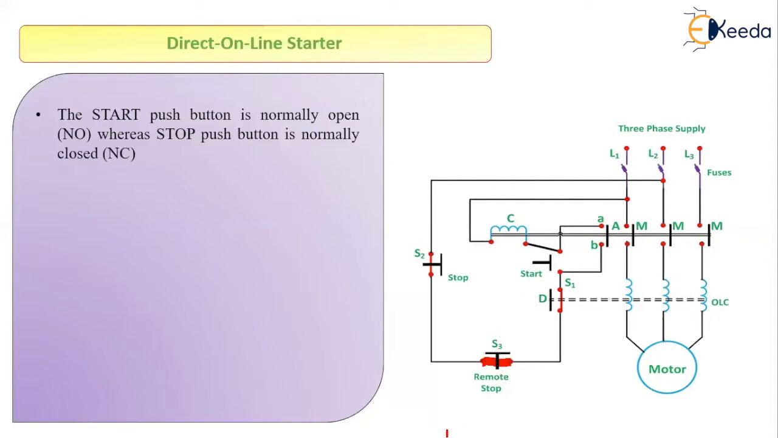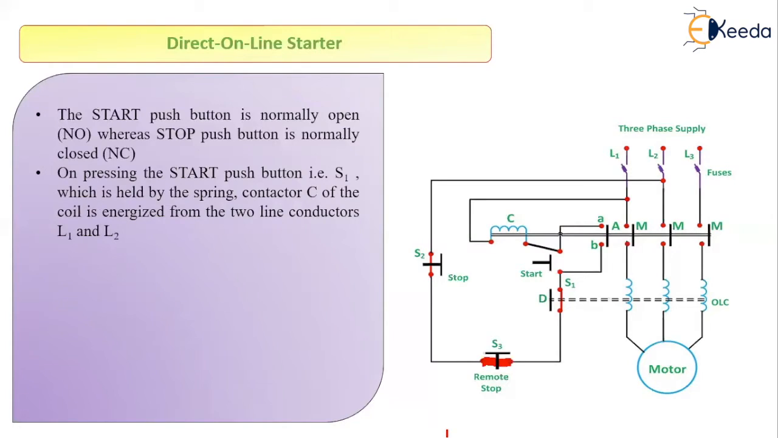Let us move further. Now let us see what will happen if we press the start push button. In order to start the motor, first we have to press this start push button. So let me press the start push button. As you press the start push button, the circuit is closed. Here you can see, as I have pressed the start push button, now my circuit is closed. So let's see what happens now. As my start push button is pressed and my circuit is closed, this contactor C will energize through the two lines, that is L1 and L2.